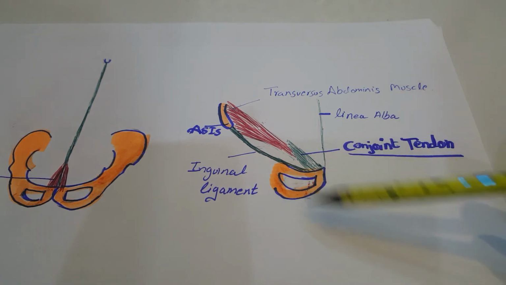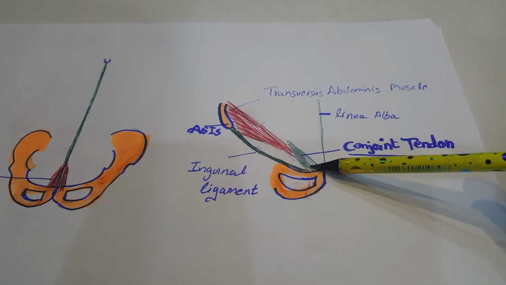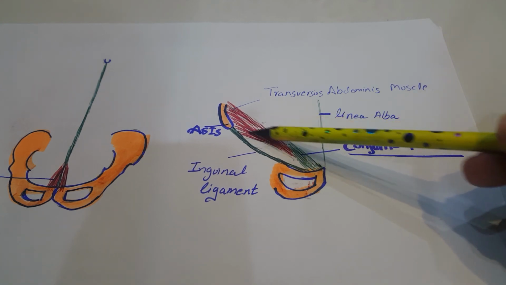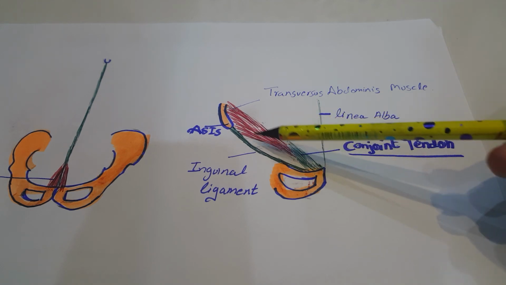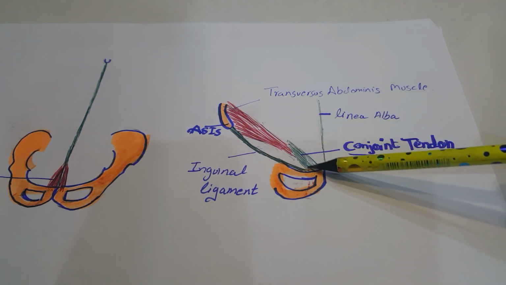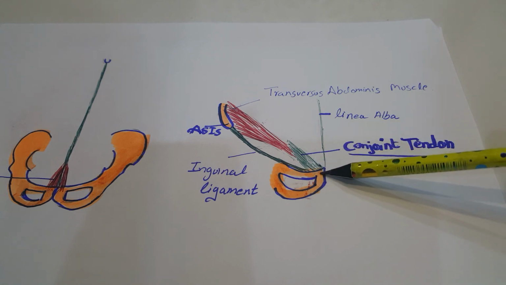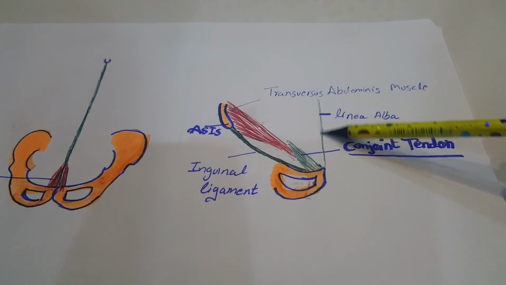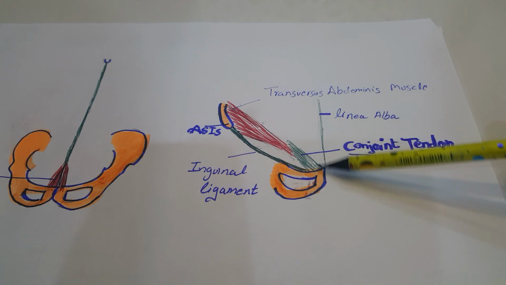As you can see in the diagram, I have drawn conjoint tendon. Conjoint tendon is shown with green color. Conjoint tendon is basically formed by the lowest fibers of the transversus abdominis muscle as well as internal oblique muscle. So, lowest fibers of the transversus abdominis muscle and internal oblique muscle fuse to form the conjoint tendon and is attached to the pubic crest and middle part of the pecten pubis. Medially, it continues with the linea alba. So you can see I have drawn a green line showing the linea alba. So conjoint tendon medially continues with the linea alba.